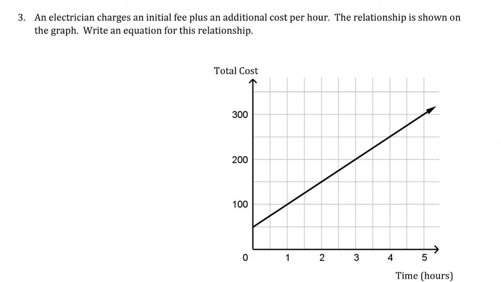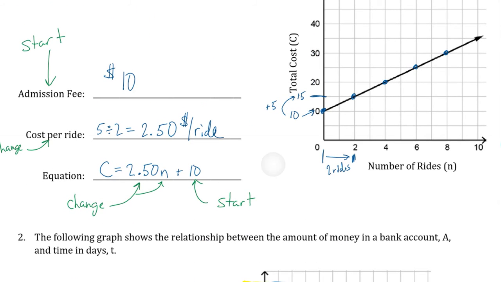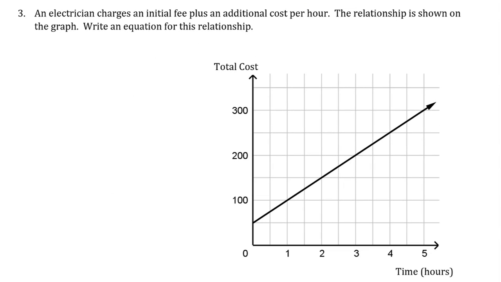An electrician charges an initial fee plus an additional cost per hour. The relationship is shown in the graph. Write an equation for this relation. So, question number 4. There are no steps like there were for this one where it tells you to find the admission fee and the cost per ride. There's no multiple choice. This one we have to do everything on our own. But again, it's always going to boil down to what is the start? What's the change? I can always just for myself realize that's what it's asking me to do. Then I can write the rule.